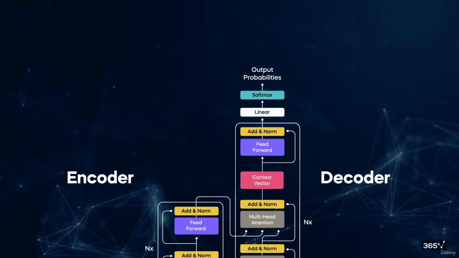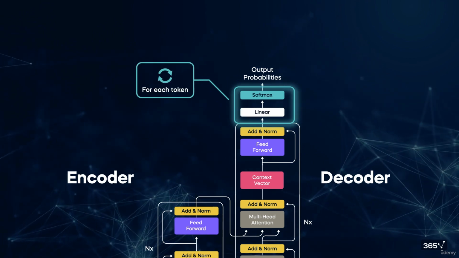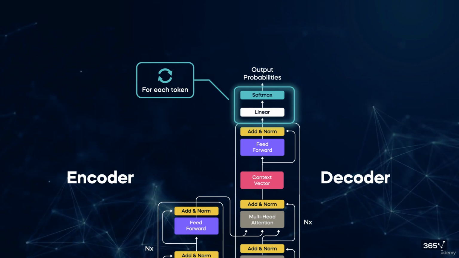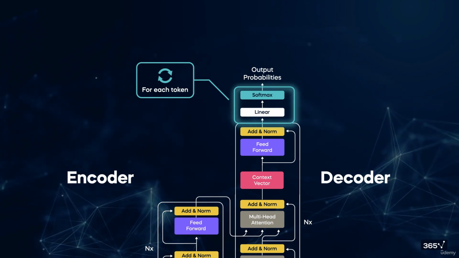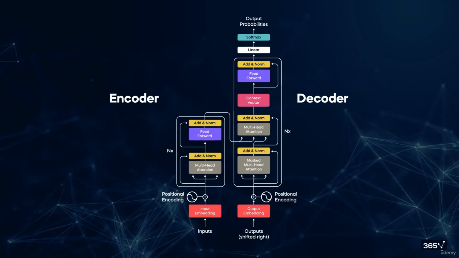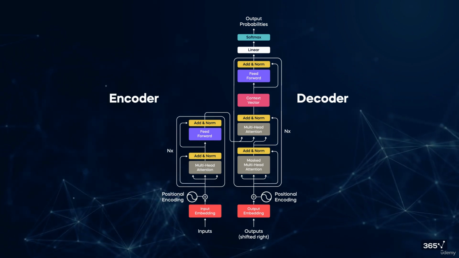The whole process of this decoder block is repeated for each token in the output sequence, with the previously generated tokens being included as an input for each subsequent step. So there you have it. You now have a good overview of how transformer models work, and we are ready to start using these models.